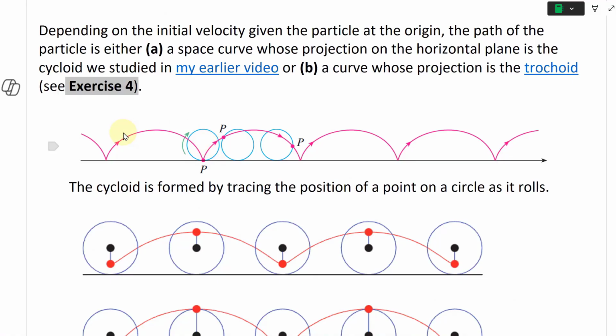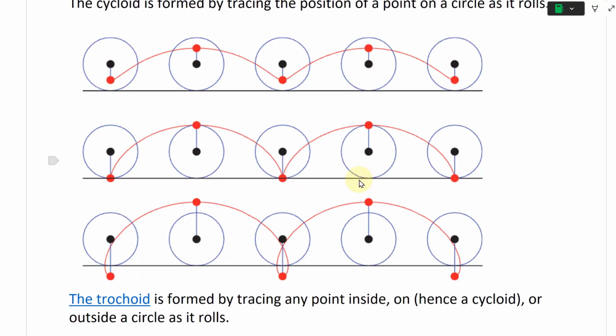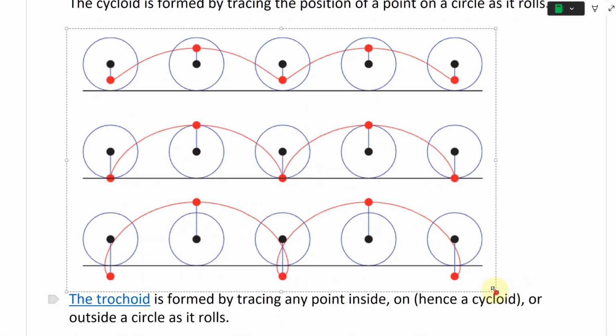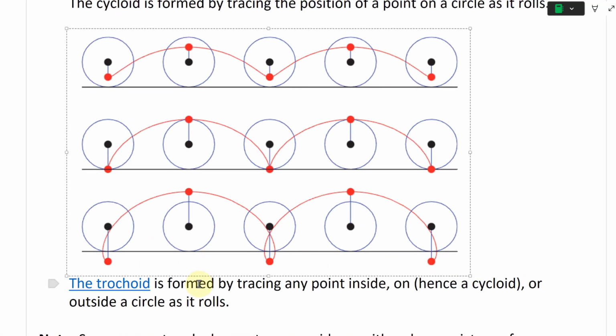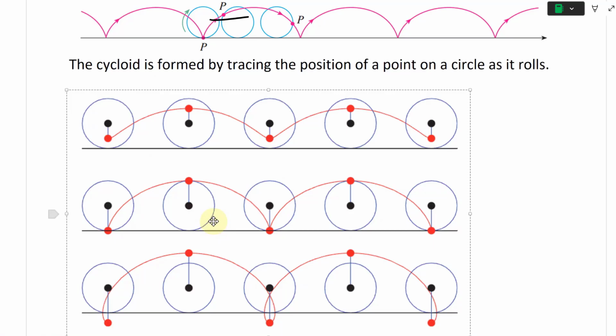So recall, a cycloid is formed by tracing the position of a point on a circle as it rolls. So you have a circle right here. As it rolls, and you keep tracing that point, it's going to form like this. And it's on the circle, so it never goes below that. But a trochoid is just a more general version of the cycloid. The trochoid is formed by tracing any point inside, on, hence a cycloid, or outside a circle.